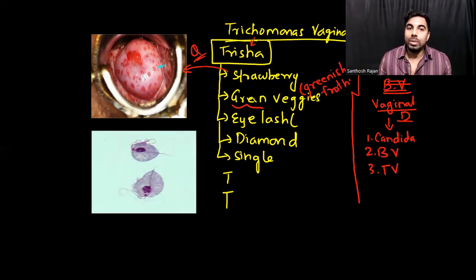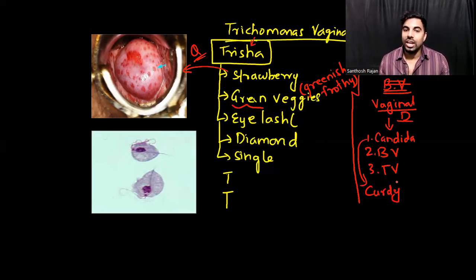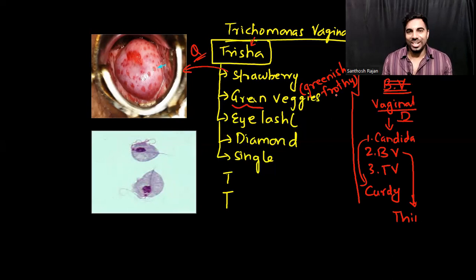So it's called greenish, but greenish will not come in BV, because in candida what does the patient have? Candida patient has curdy or cheesy discharge. In bacterial vaginosis, there will be thin, very thin discharge. Okay, thin discharge, that's why I'm bringing this here. And in TV, it is greenish, frothy discharge.